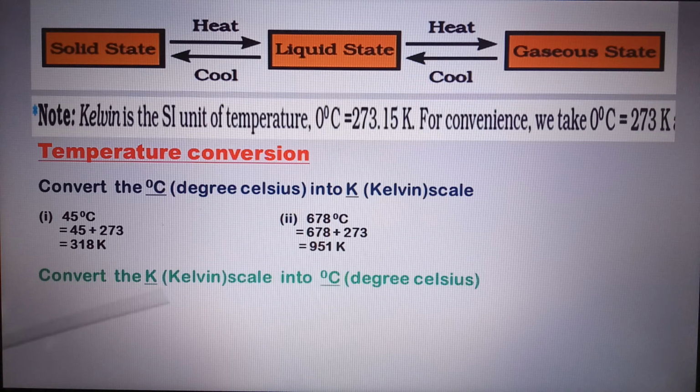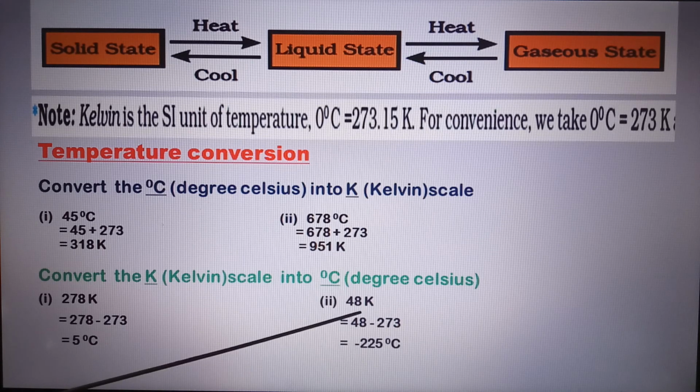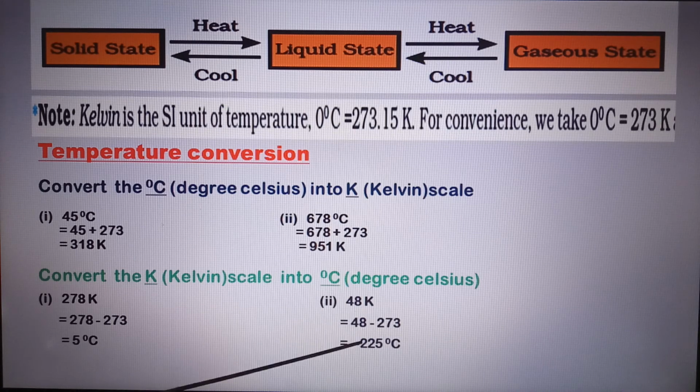When converting the Kelvin scale into the degree Celsius scale, here you have to reduce by 273. So 278 Kelvin minus 273 will give you 5 degrees Celsius. Similarly, for converting 48 Kelvin into degree Celsius, 48 minus 273 will be minus 225 degrees Celsius. Hope you understood this conversion.